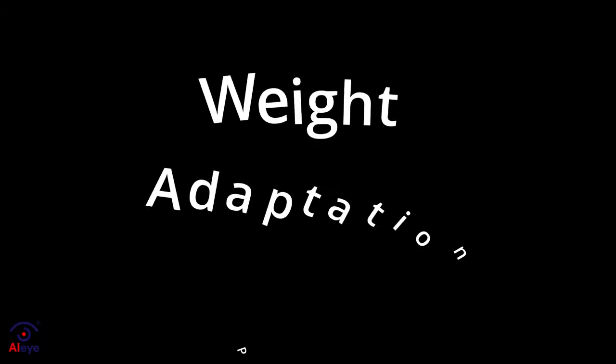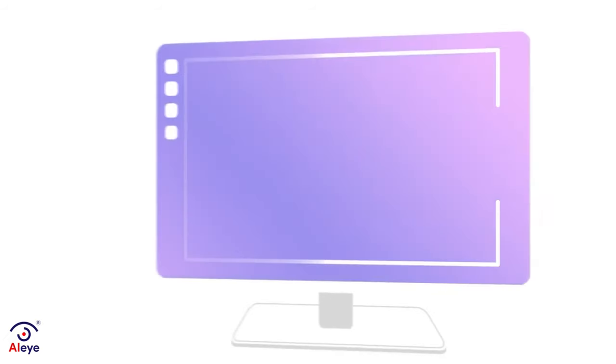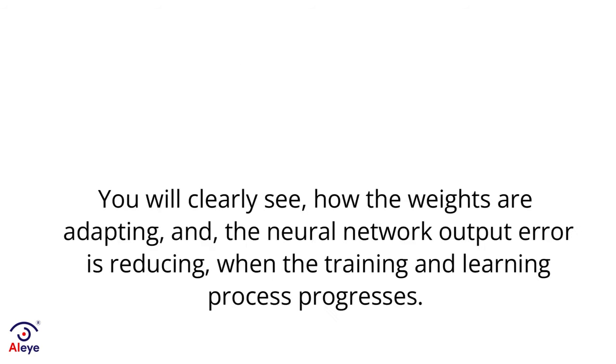Let's try to understand the weight adaptation process. Weights after the first, 20th, and 40th iterations are given in this table. Now open the calculator in your computer, substitute these values in the error function, calculate the error, and fill in the table. You will clearly see how the weights are adapting, and the neural network output error is reducing as the training and learning process progresses.